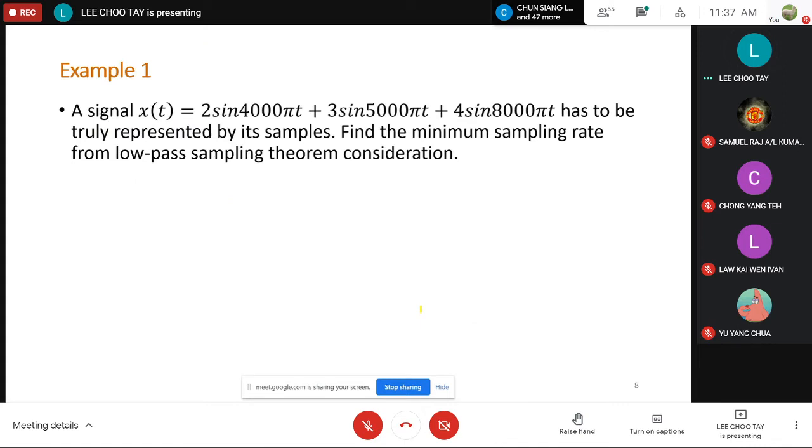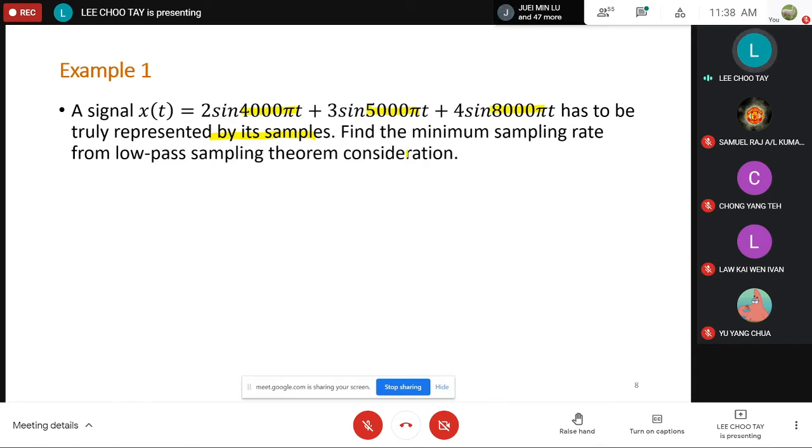Okay, let's go through one example. In this example, we have a signal called x(t). This signal consists of 3 frequency components: one is 4,000 pi, one is 5,000 pi, the other one is 8,000 pi. This signal has to be truly represented by its samples. Find the minimum sampling rate for low-pass sampling theorem consideration. So what is the minimum sampling rate here?